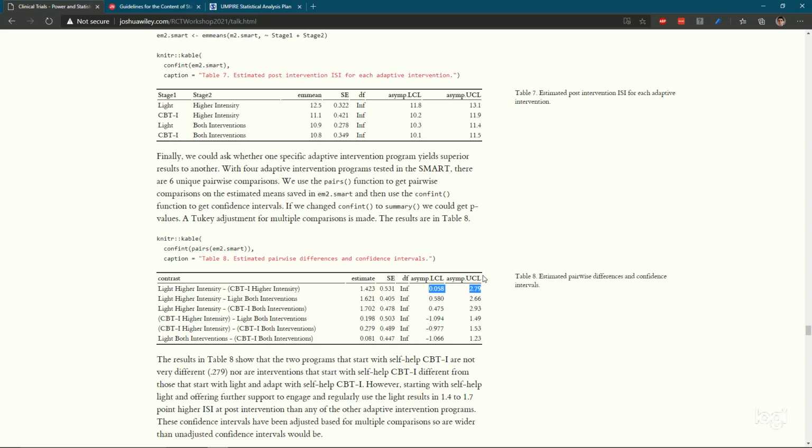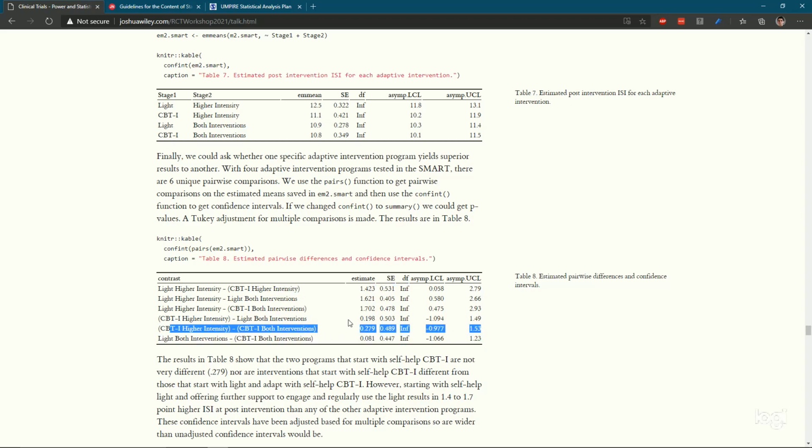And so this would be a statistically significant effect, right, at 0.05, saying that basically that adaptive intervention program, that stepped care model, starting with self-help light and getting a more intense version if you don't respond, is inferior, although it's 1.4 points off, to starting with self-help CBTI and getting therapist-delivered CBTI if you don't respond. And we can sort of see here in summary, if you start with self-help CBTI, it doesn't matter whether you up the intensity to the therapist-delivered CBTI or switch over to self-help light if they don't respond, right? This difference is not significant.